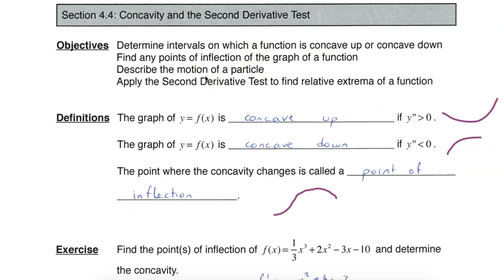And finally, there's a test called the second derivative test, which is an alternative to the first derivative test we've talked about recently. It allows us to determine whether an extreme value is a maximum or a minimum. First, let's talk about concavity.